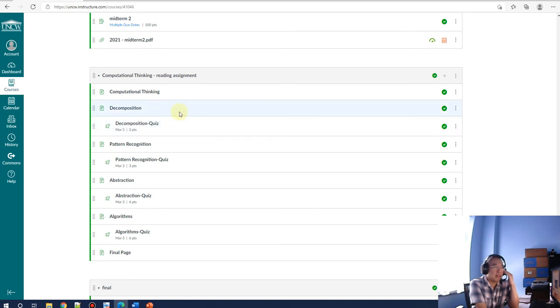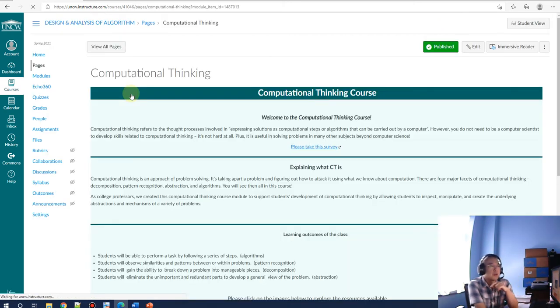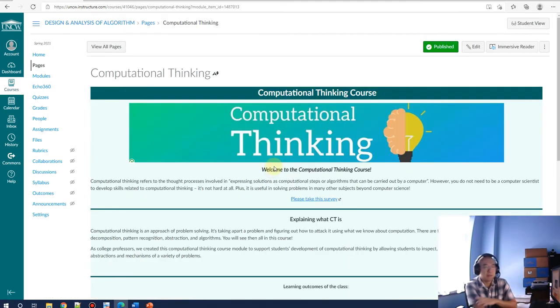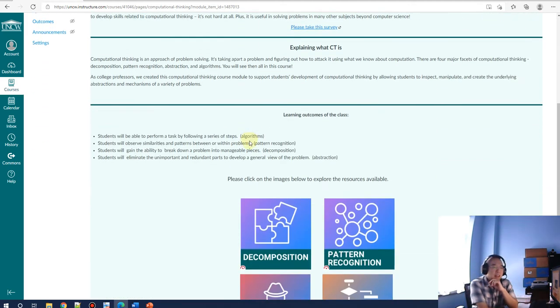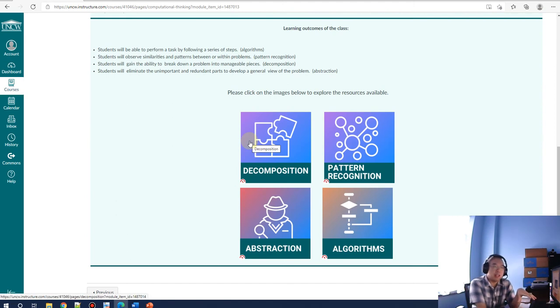So you can see we have computational thinking. This is the introduction page, and then the decomposition quiz, pattern recognition quiz, etc., and eventually we have a final page. If you go into the first one, it gives the high level information about computational thinking, and then there are hyperlinks into each of the components.